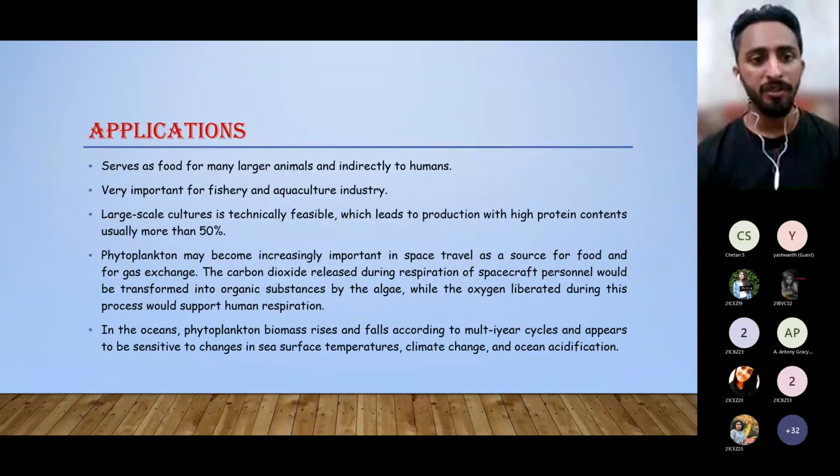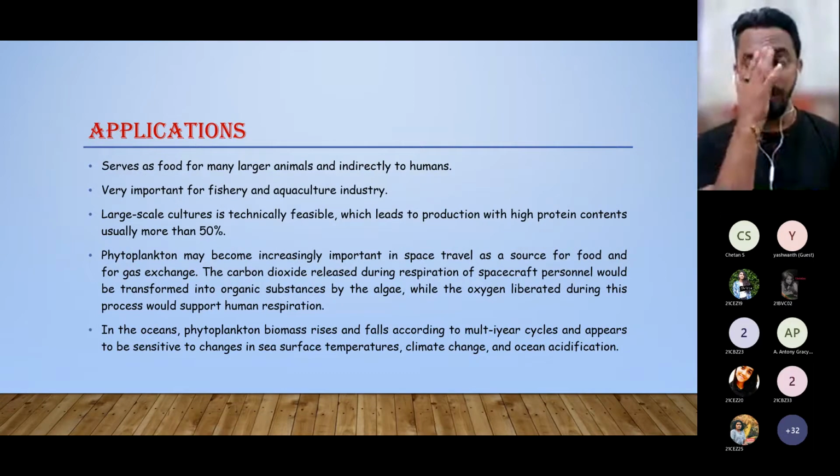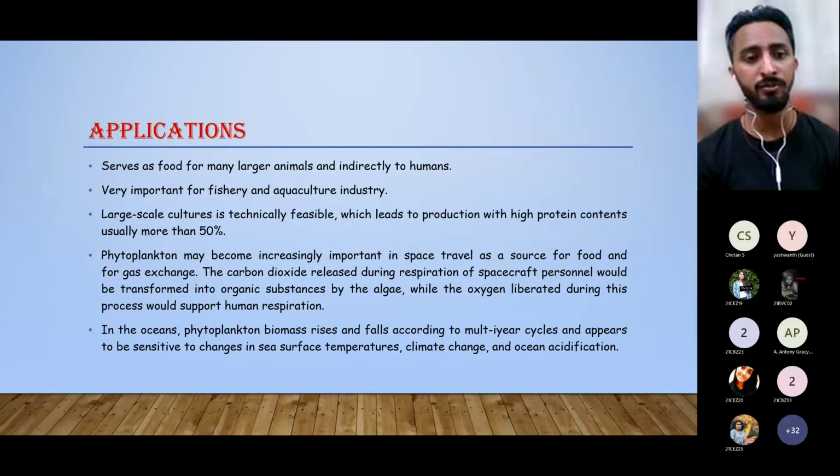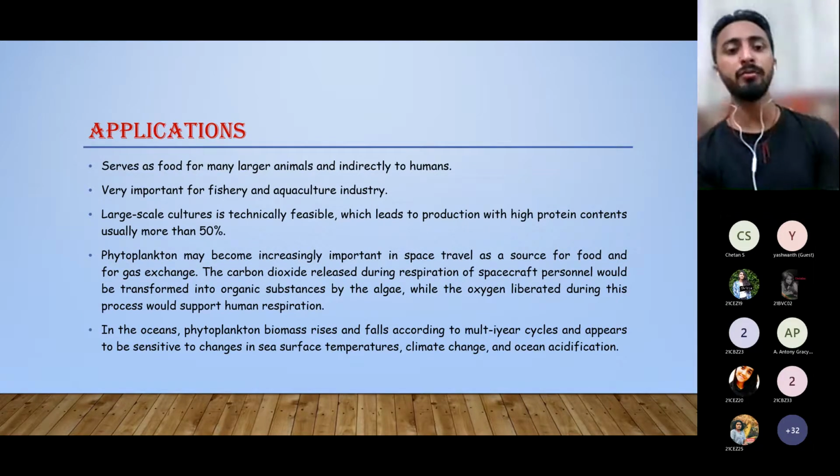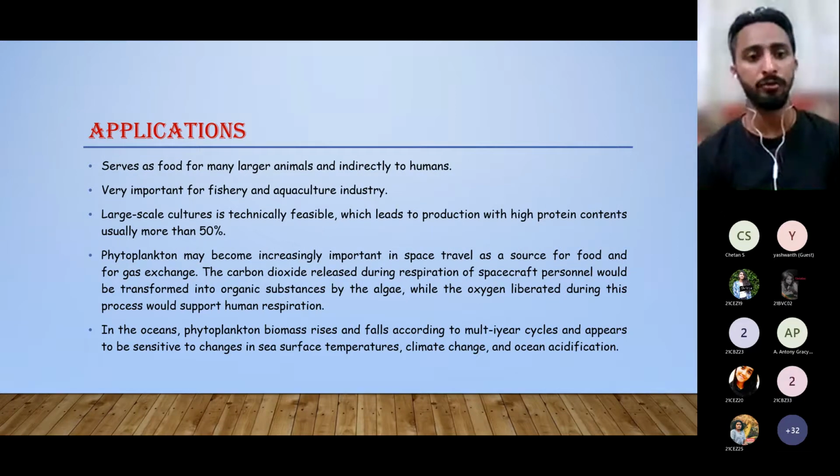Coming to a few applications of plankton, zooplankton mostly, and phytoplankton as well. They serve as food for many larger animals, which indirectly helps us humans as well. Since most of the zooplankton are used as food by many organisms living in the freshwater or marine environment, which we humans consume, they are very important because they act as food for our food, you can say.